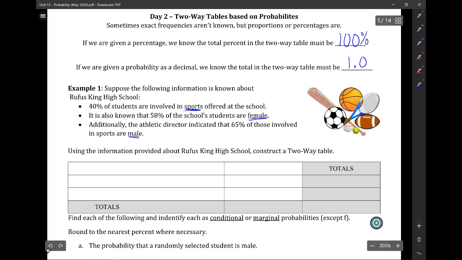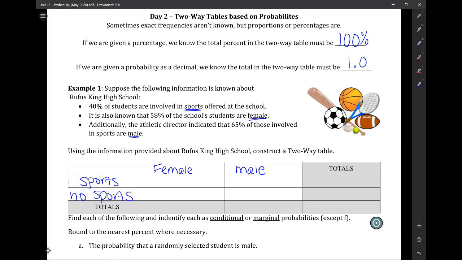So remember, you always need opposing categories when you're doing a two-way table. So maybe your first category would be female, and its opposing category would be male. For the other two categories, let's have plays sports, and then maybe no sports.